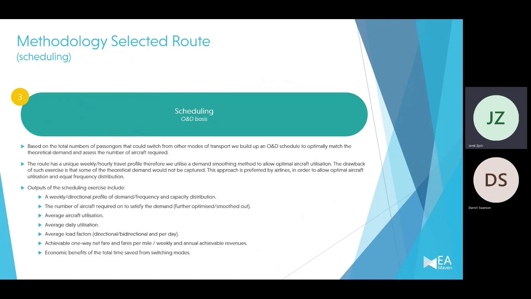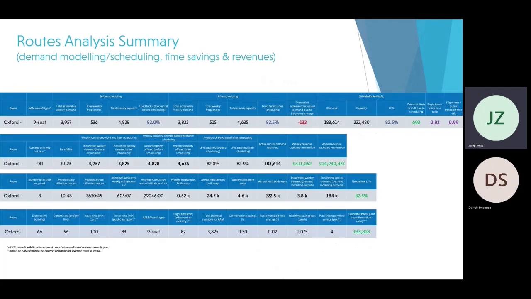But also from this scheduling point of view, we can analyze some economic benefits. So basically we can analyze total time saved from switching modes, and this translates into economic boost for those travelers that could save time. And of course we also take into account some carbon emission factors, so we can analyze carbon emission savings from those switching from cars and rail. And these are just examples of our analysis.